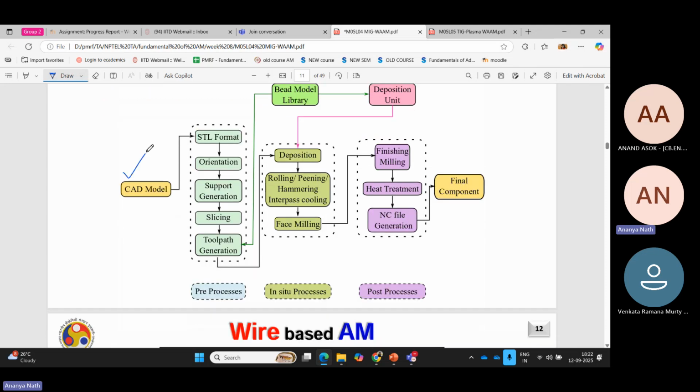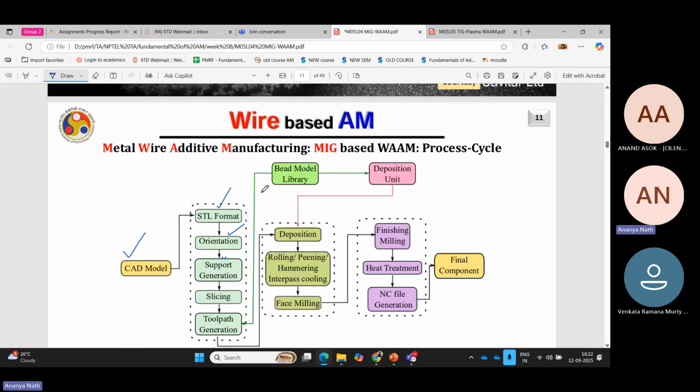This much we all know. CAD modeling is the first thing. Then after saving it in the STL file format, I'll orient the part in my slicing software, generate supports if needed, then slice. And after slicing, if I just press OK, the toolpath generation will take place. After that, it will go to the bead model library and deposition unit. So it's basically a computer directly connected to the machine where you are going to put your sliced part, so that the process parameters will be defined here in the bead model library.